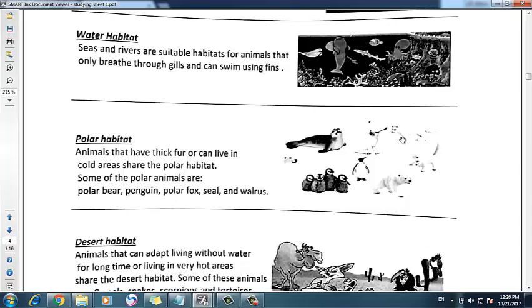The animals that live in the polar habitat must have adaptations to live there. For example, the polar bear has thick fur to feel warm in this cold habitat. And the penguin is covered with thick feathers to feel warm in this habitat.